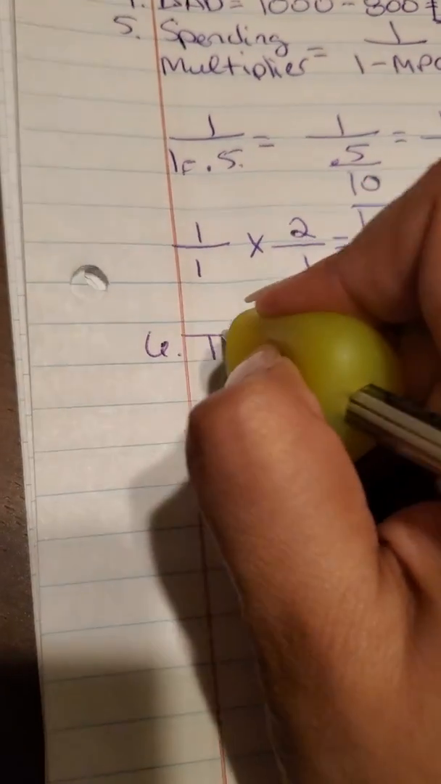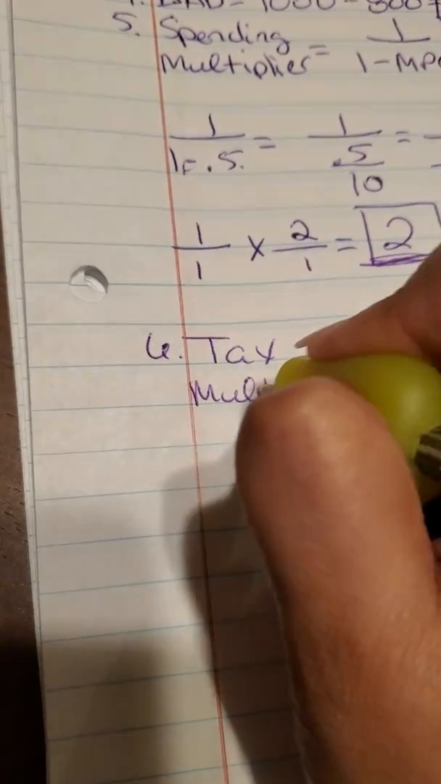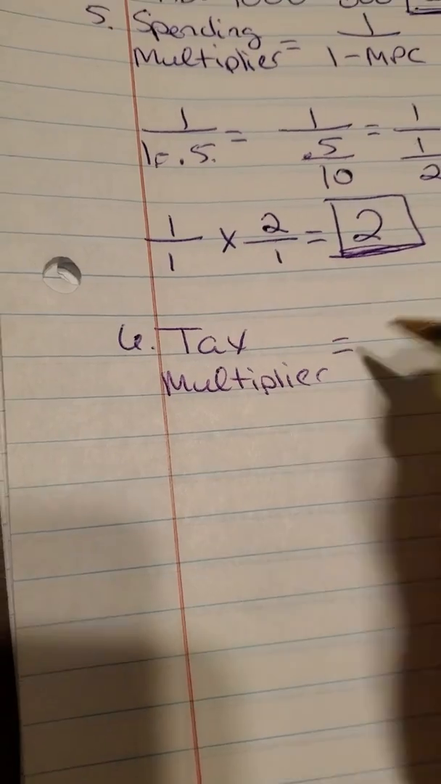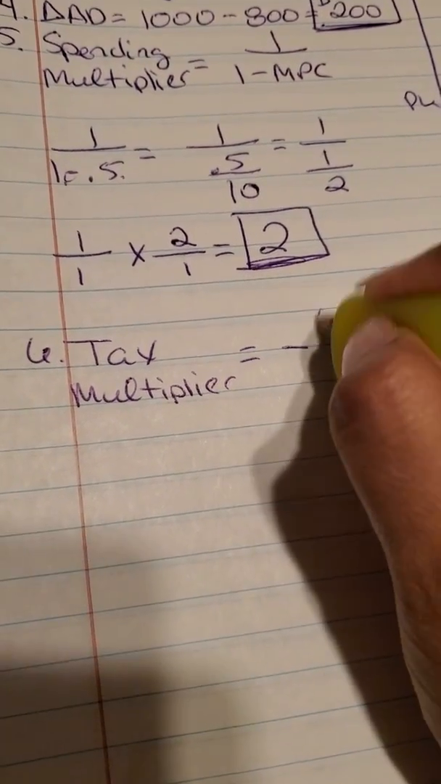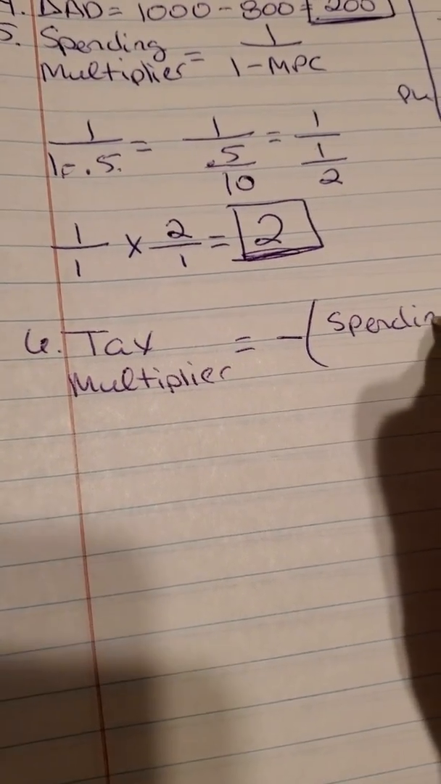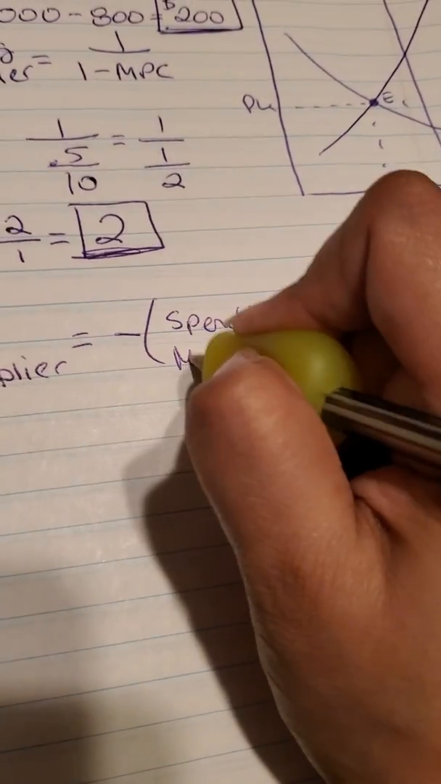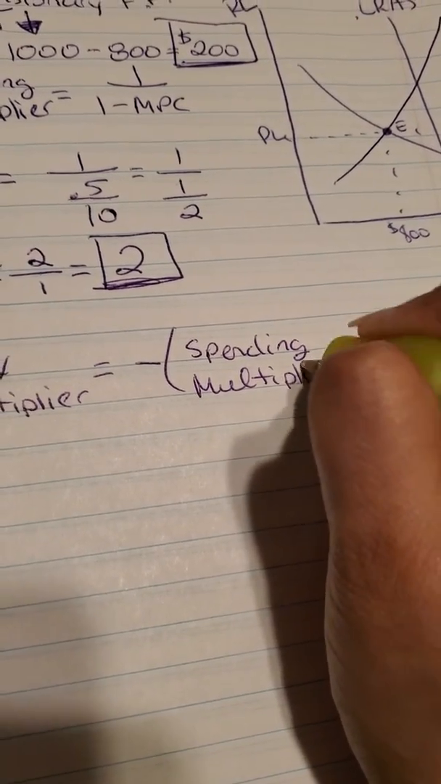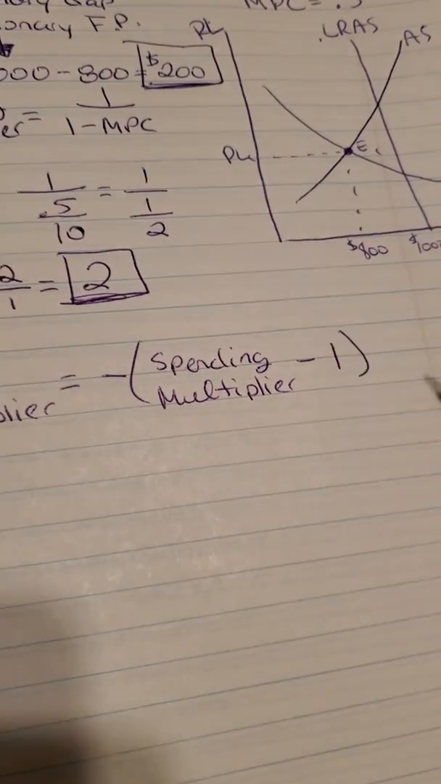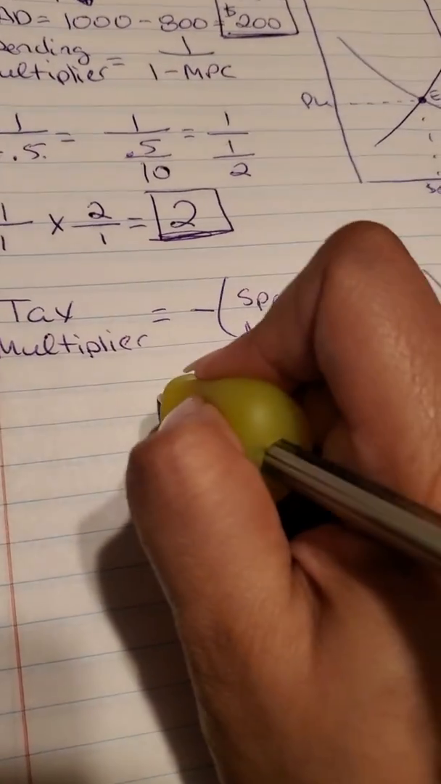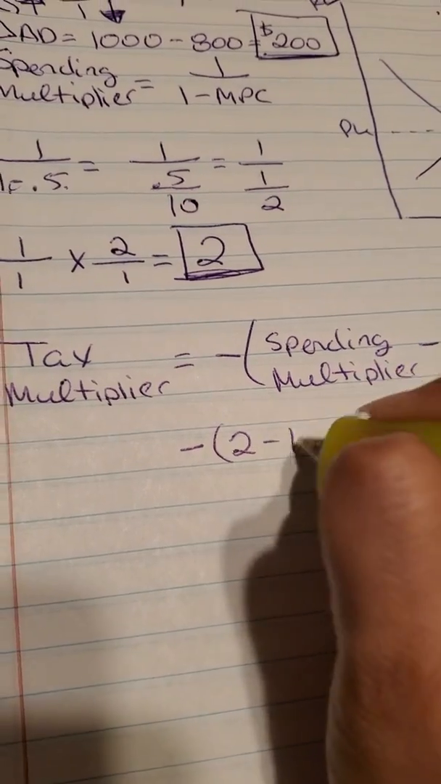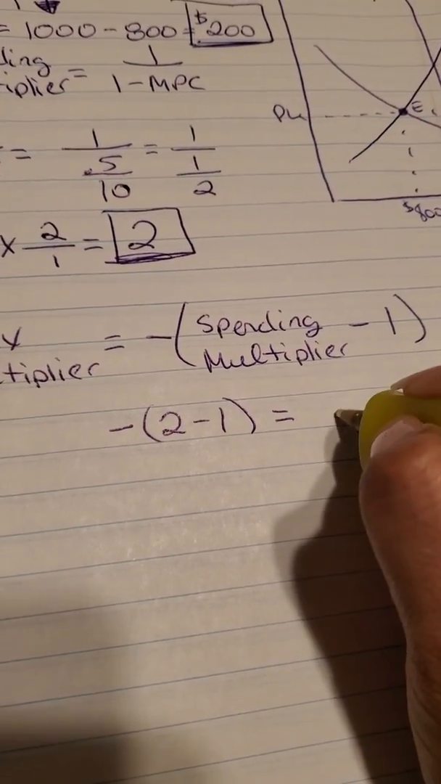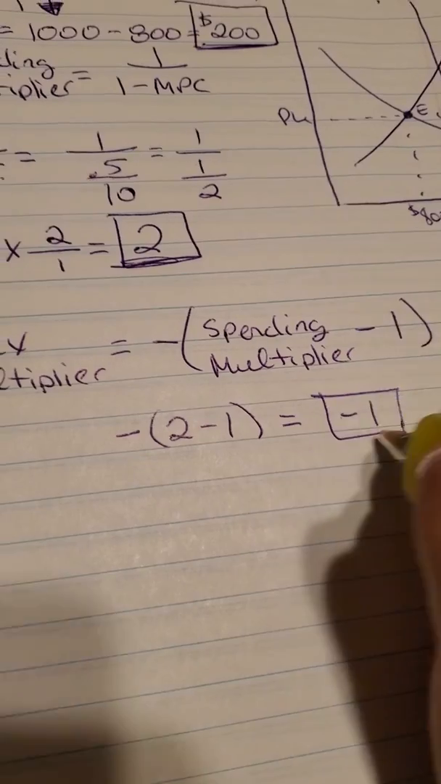Next step is calculating the tax multiplier. So that is negative spending multiplier minus 1. So plug in the numbers. Negative, we said the spending multiplier was 2, minus 1 gives us again a tax multiplier of negative 1.